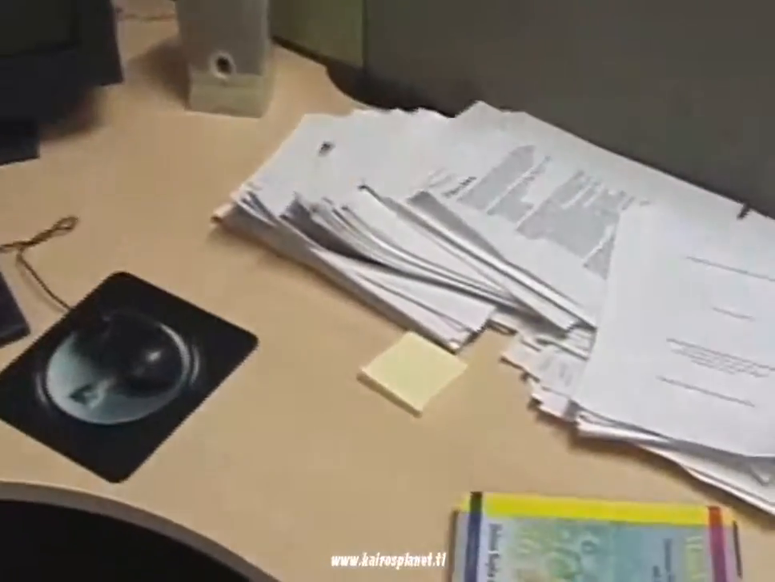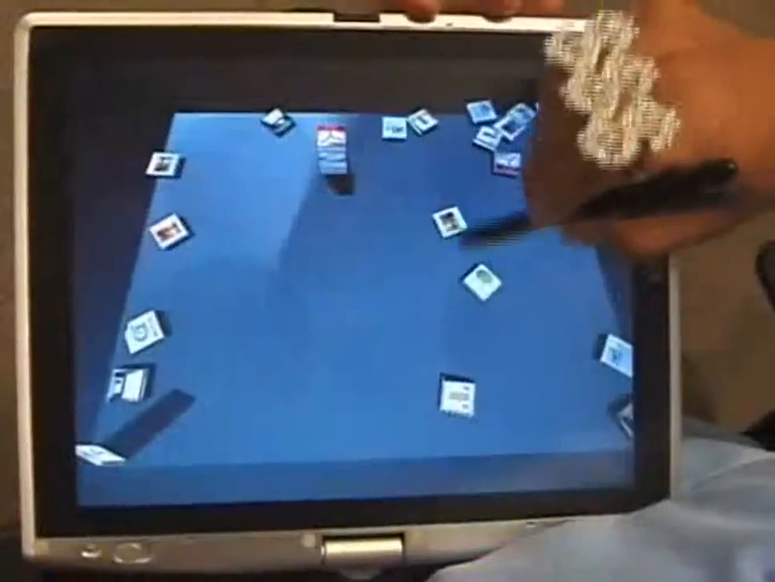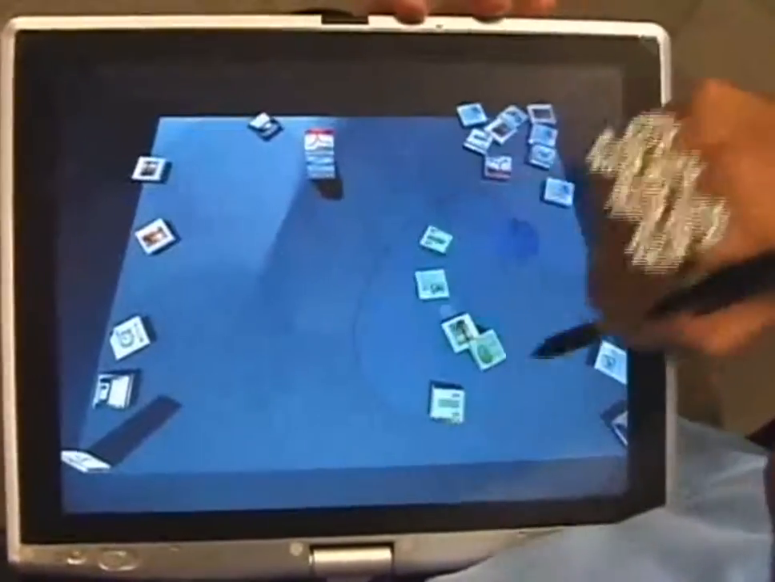In real workspaces, documents are piled and casually arranged in a way that subtly conveys information to the owner. This expressiveness is lost in today's GUI desktops. We explore pen-centric interaction techniques for manipulating documents on a physics-enabled desktop inspired by real-world workspaces, using piles as the basic organizational entity.